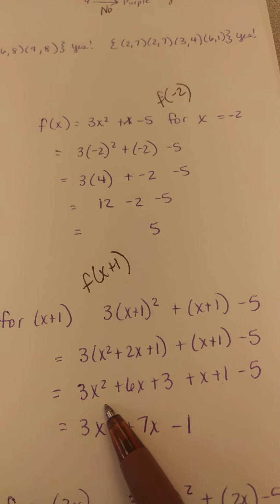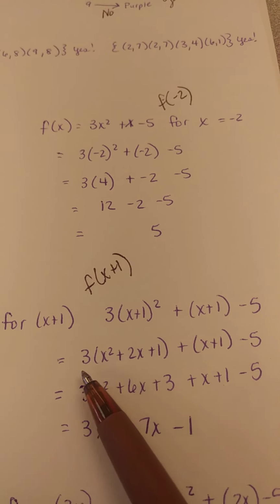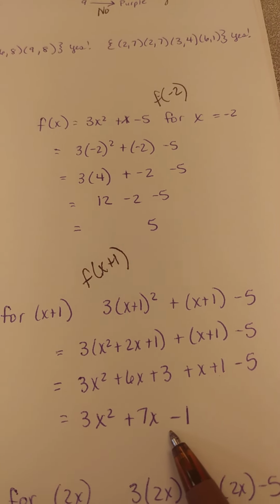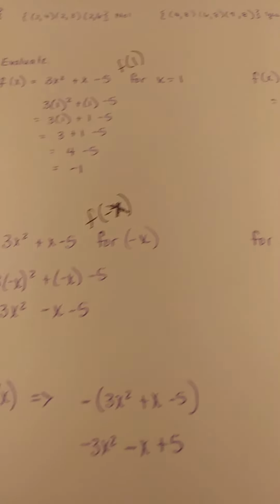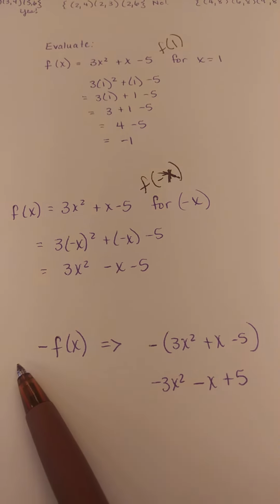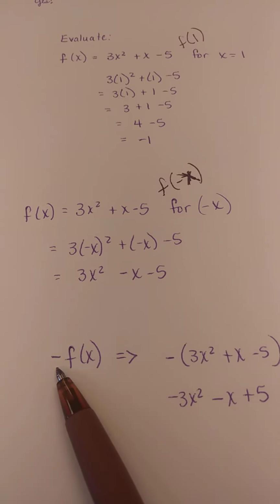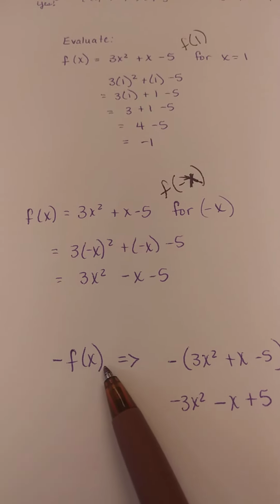I distributed my 3 all the way through. 3 times the x squared, 3 times the 2, 3 times the 1. And then I put my like terms together. Okay, then they threw us a really tricky one. They asked for negative f of x. That means put a negative in front of the entire function.